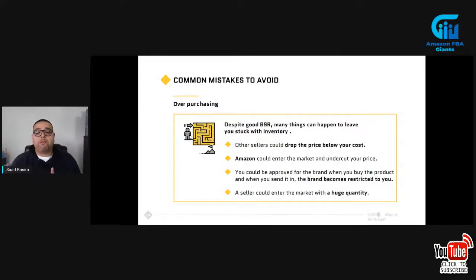You could be approved for a brand when you buy the product, and when you send it in, the brand becomes restricted to you. That happens. If I get this product and I'm ungated right now, meaning I'm allowed to sell it, and I send it in, maybe after 1 month you get gated. So you need to get a receipt from an authorized distributor to get ungated for this product. That could happen, guys, but I see a lot of people say, oh my God, look what happened, I just sent the product and got restricted. Who cares?